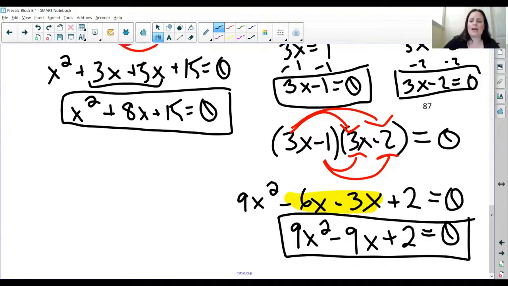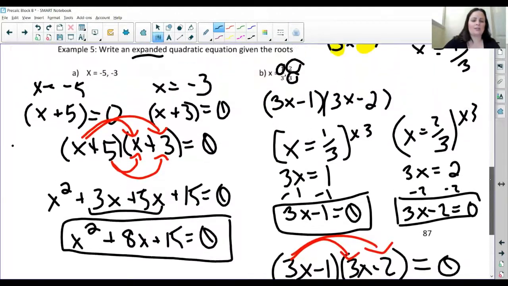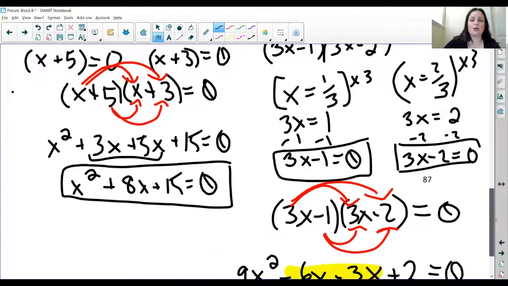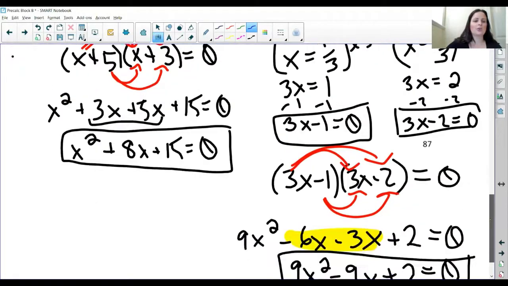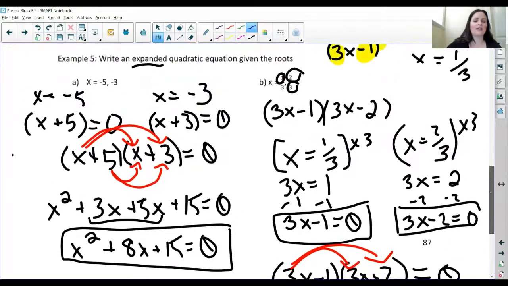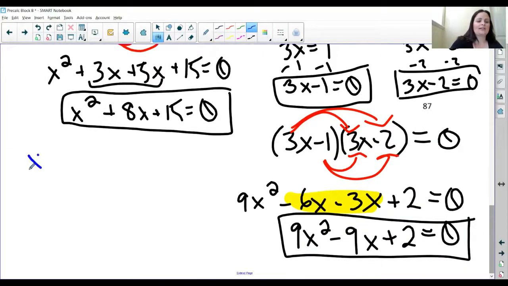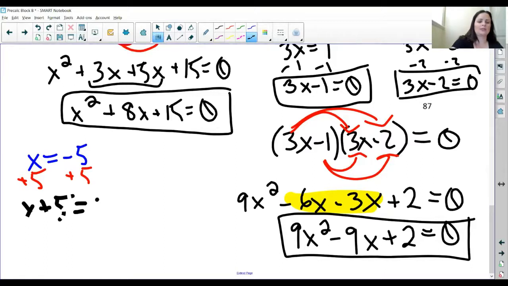Okay. Just going back to the previous question, I just put them straight into brackets, but you could also do the same style of solution that I showed you with the fractions. So we had x equals negative 5 and negative 3. If you have x equals negative 5, you're just going to add 5 to both sides. So you get that x plus 5 equals 0.